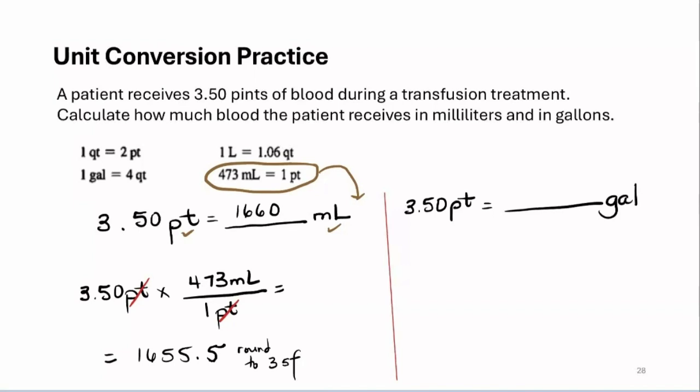Next, we also have to take 3.50 pints and change it into the unit of gallon. And when we look at the equalities that are in these conversion factors, we cannot detect one that will take us directly from pints to gallons. But we actually have 2 different equalities that can take us there, because we can first convert from pint to quarts, and then we can change from quarts to gallons.